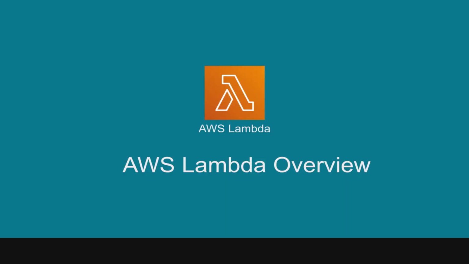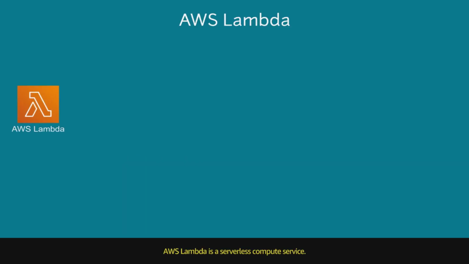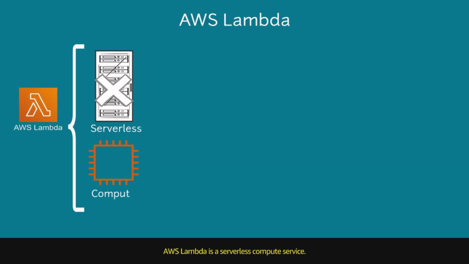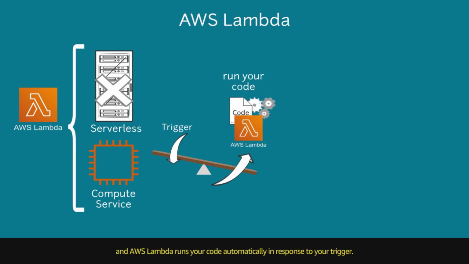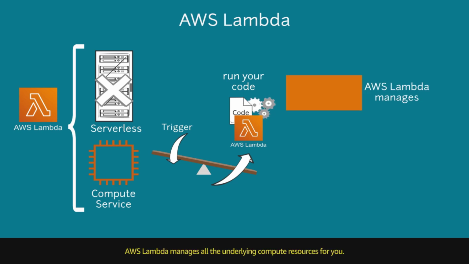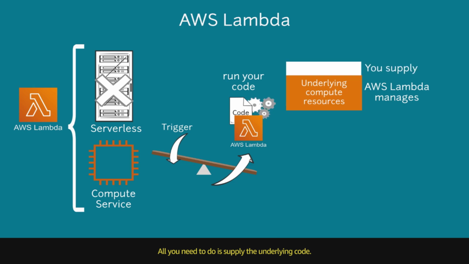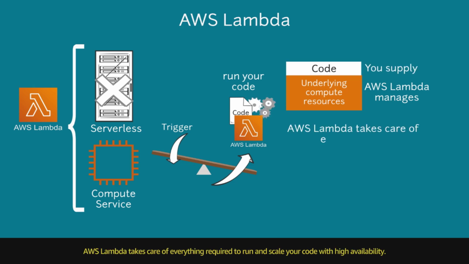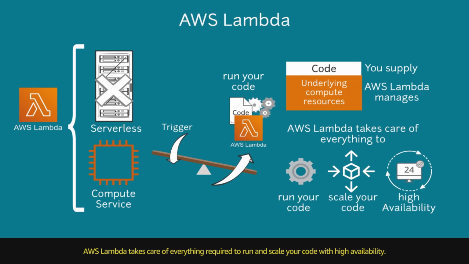AWS Lambda Overview. AWS Lambda is a serverless compute service. You can configure a trigger and AWS Lambda runs your code automatically in response to your trigger. AWS Lambda manages all the underlying compute resources for you. All you need to do is supply the underlying code. AWS Lambda takes care of everything required to run and scale your code with high availability.